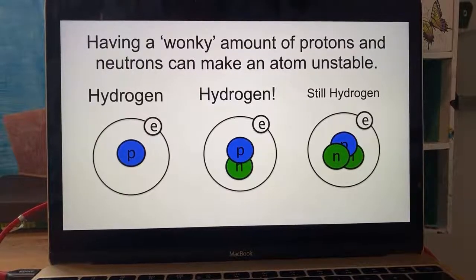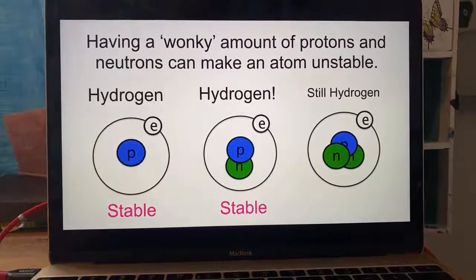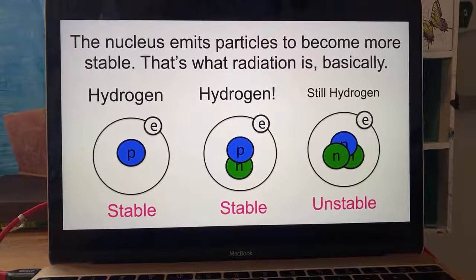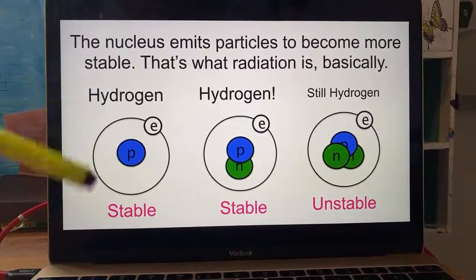So having a wonky amount of protons and neutrons can make an atom unstable. So the hydrogen with just 1 proton, that is stable, that's your standard hydrogen. A heavy hydrogen, if you add a neutron, that is also stable. You can get hydrogen that's got 2 neutrons, but it doesn't like it. It's very unstable. And the nucleus basically emits particles or energy to become stable.